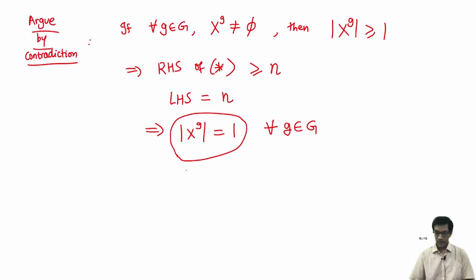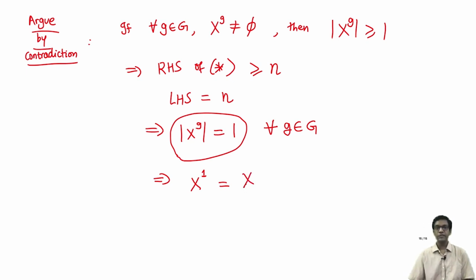But this is already a problem because there is one very special element in the group, which is the identity itself. So let's take the identity element of the group. That guy has the following property: what are the fixed points for the identity element?